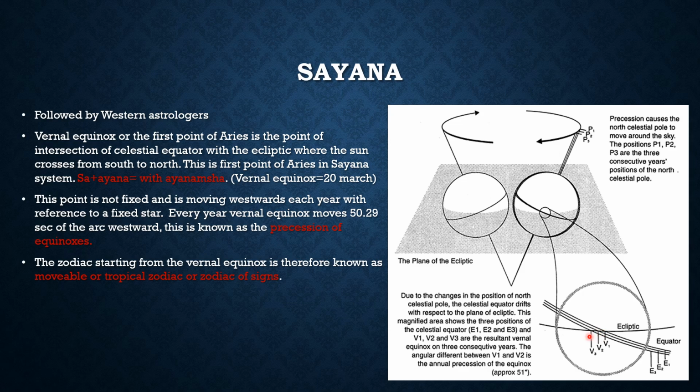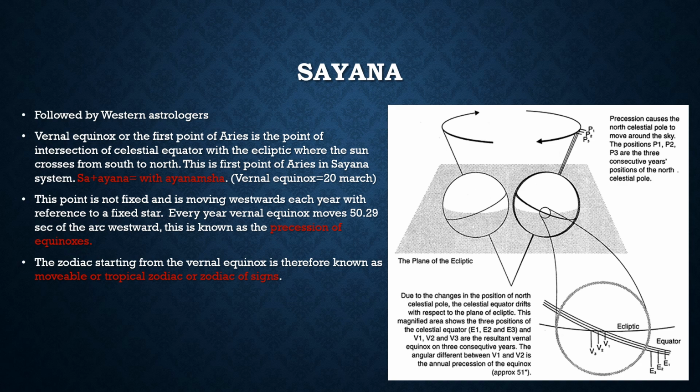All the zodiac signs that start from the vernal equinox are known as the movable or tropical zodiac, or the zodiac of signs. Remember, this is the system followed by Western astrologers.